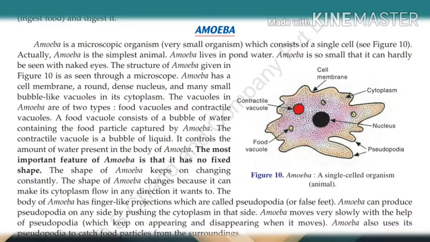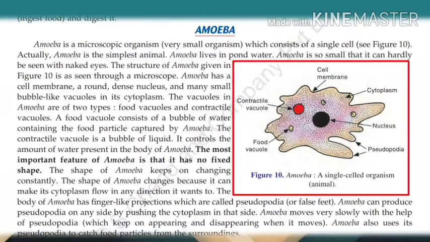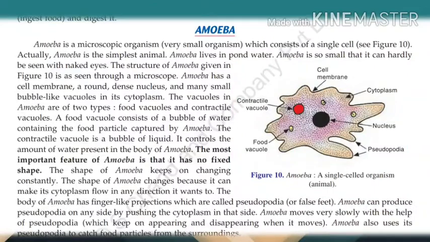Okay. Now look at the structure of amoeba in figure 10. We can see all the characteristic features of a typical animal cell, isn't it? We can see a cell membrane, a round dense nucleus, and many small bubble-like vacuoles in its cytoplasm. The vacuoles in amoeba are of two types, food vacuoles and contractile vacuole. Could you locate, children? Could you see the contractile vacuole and food vacuole?